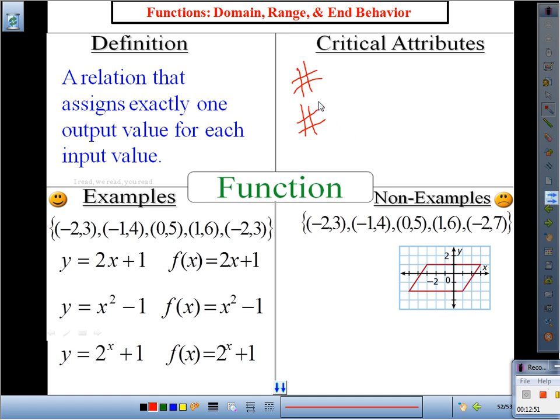Hashtag, Caroline, go. Hashtag what? One output for each input. All right. Chelsea, hashtag what? Relations. Yeah, we got this, yes? All right.